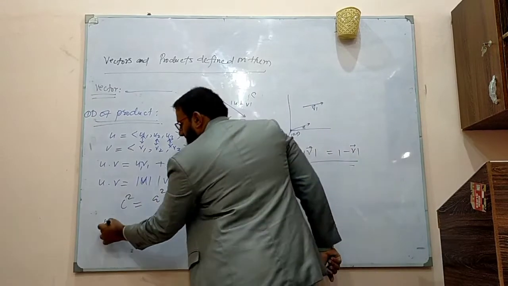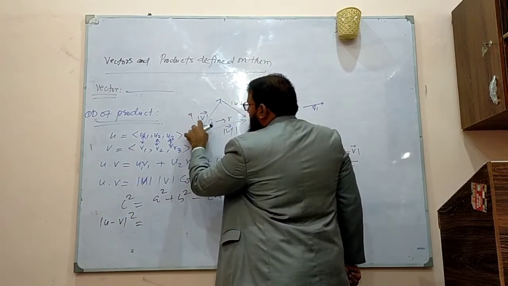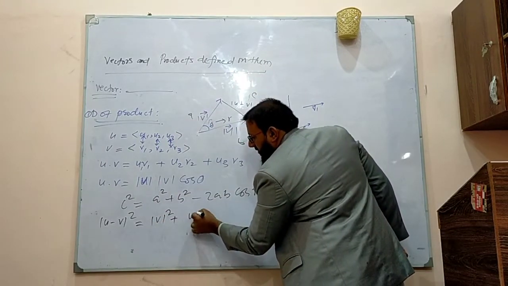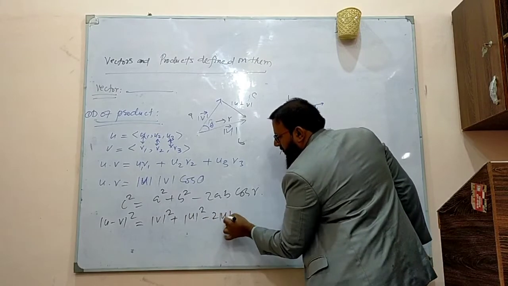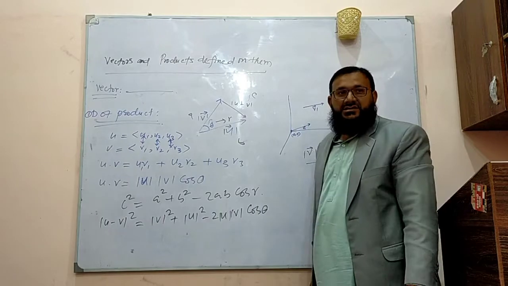So what is c? It is the mod of u minus v, squared. What is a? It is the mod of v squared, and this is the mod of u squared, minus 2 mod of u mod of v cos theta.